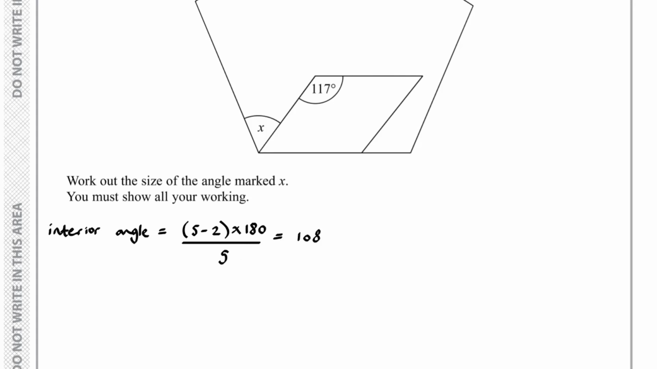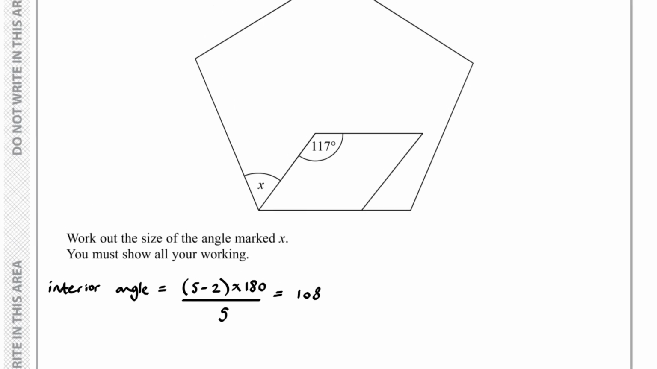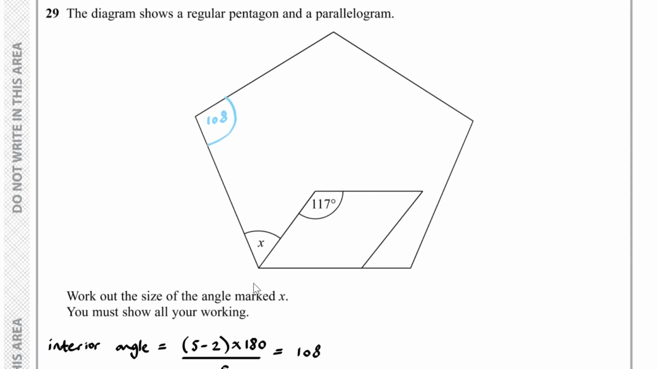So what does this mean? Each of these angles is equal to 108. So we have 108 there, 108 here, 108 here, 108 here, and then 108 here. We want to work out X.